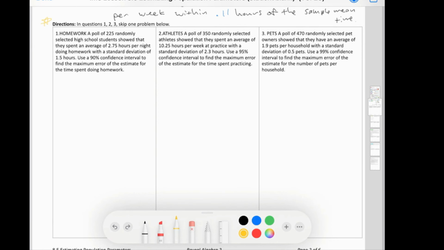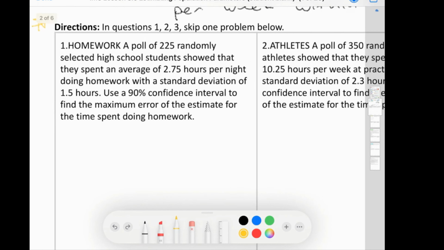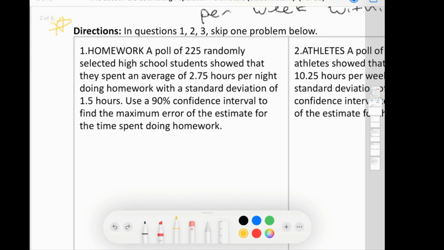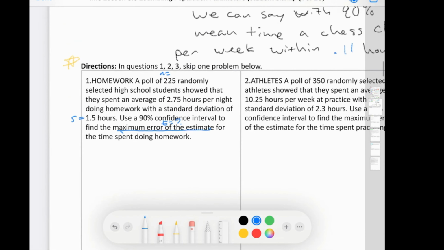Okay, let's go over these problems here. Homework. A poll of 225 selected high school students. So again, I'm going to start annotating or marking up the text. I have n equals 225. High school students show that they spend an average of 2.75 hours per night doing homework with a standard deviation, so I have S for standard deviation, 1.5 hours. I have a 90% confidence interval to find the maximum error of the estimate for the time spent doing homework. Remember, the maximum error of the estimate is just E.